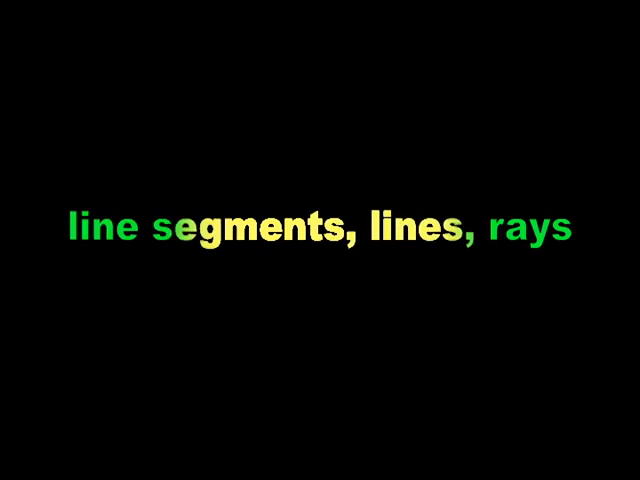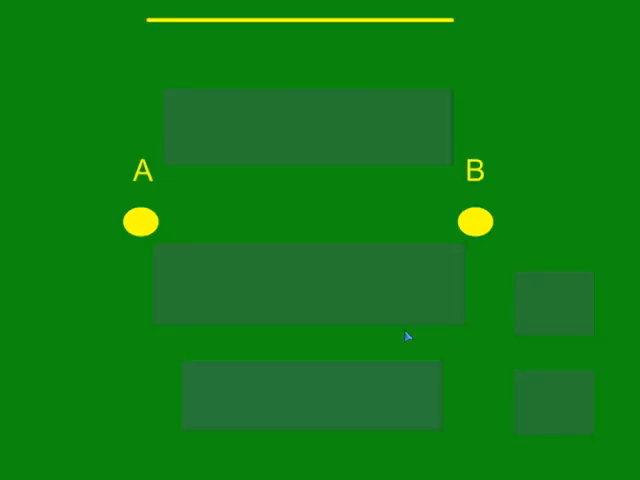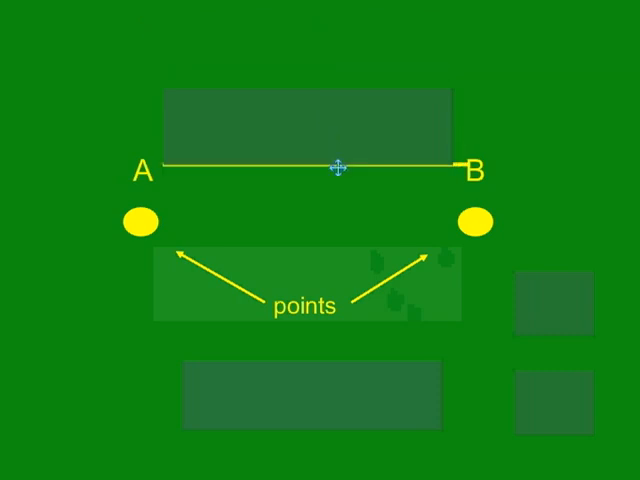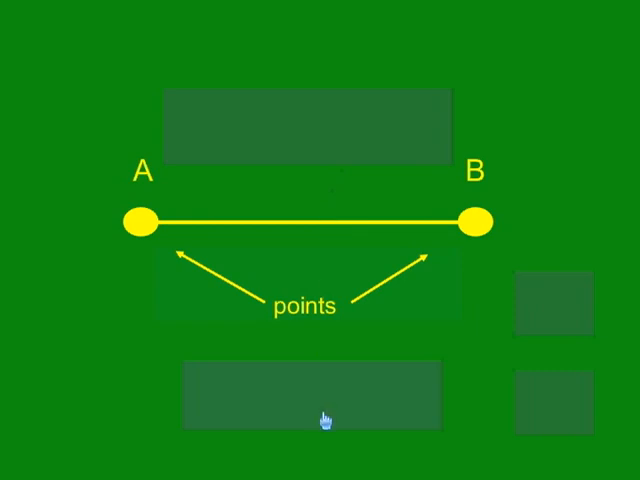Line segments, lines, and rays. Hello, I'd like to introduce you to our friends A and B, their points. If we take those 2 points and connect them with a line, they become a line segment.